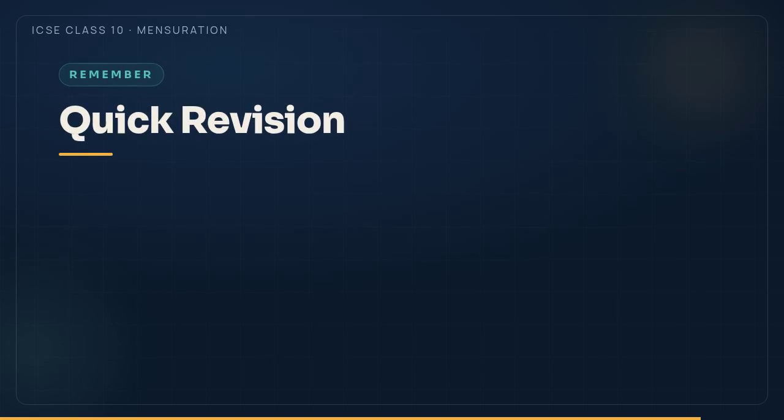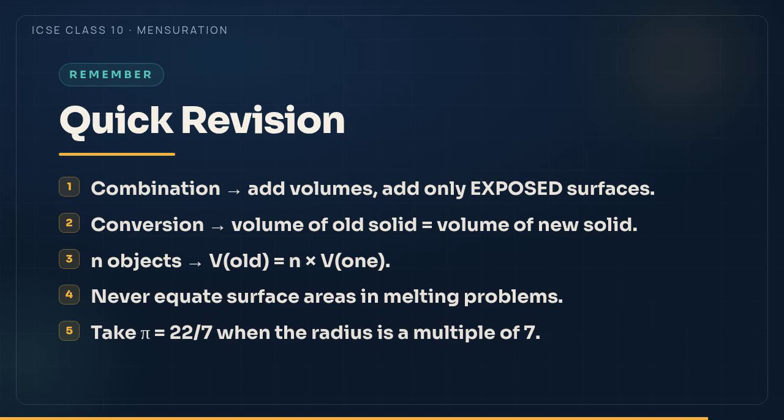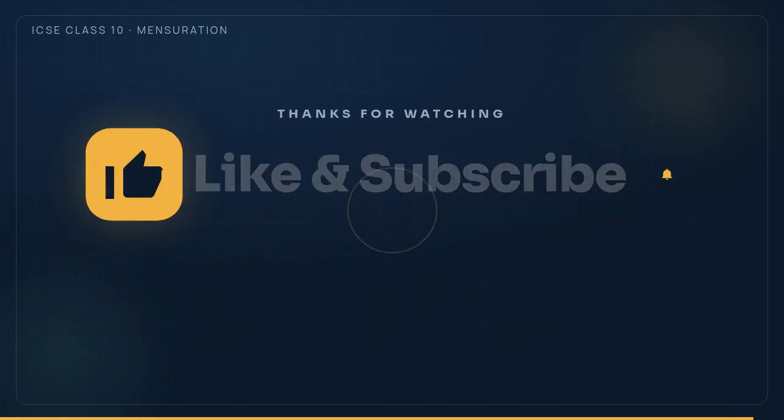Let us revise quickly. For combination of solids, add the volumes, and add only the exposed surfaces. For conversion, volume of the old solid equals volume of the new solid, and for n identical objects, the old volume equals n times the volume of one object. Never equate surface areas in a melting problem, and take pi as 22/7 whenever the radius is a multiple of 7. Otherwise, use 3.14. That is the complete topic.